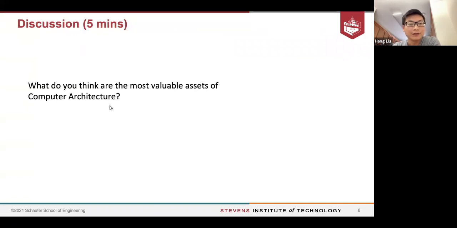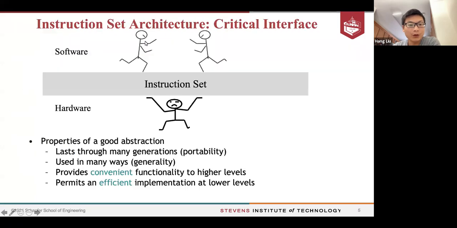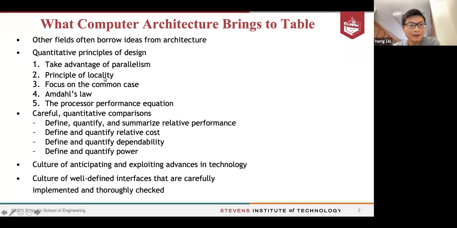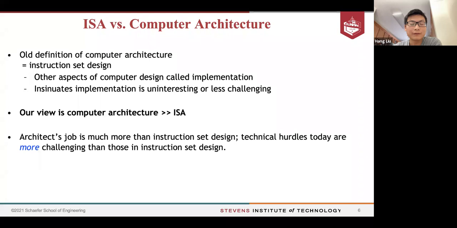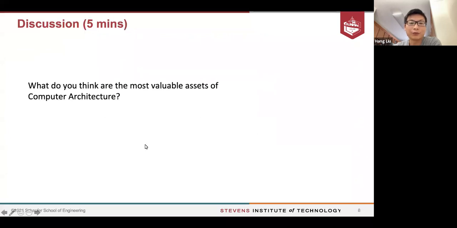Okay, since we brought so many things from computer architecture to computing systems, can you guys discuss all of those assets, and also give us your opinion about which asset is the most valuable to this community? Use 5 or 10 minutes to discuss this idea.